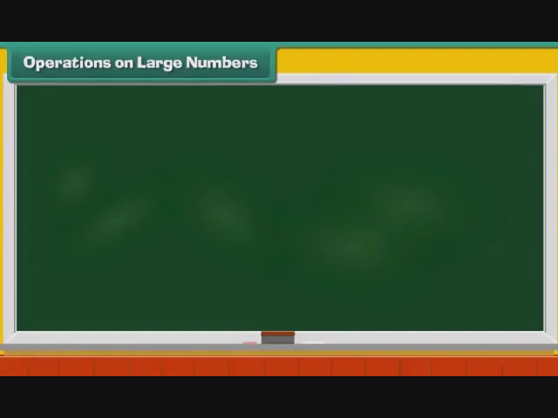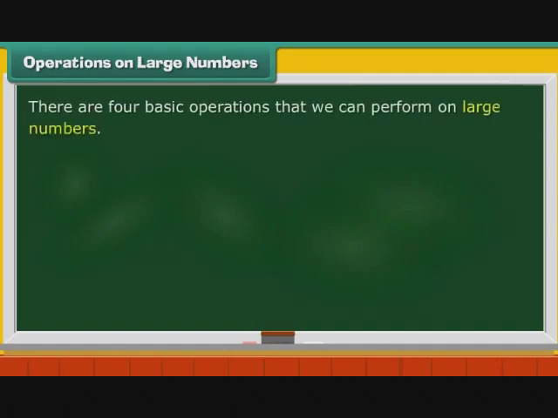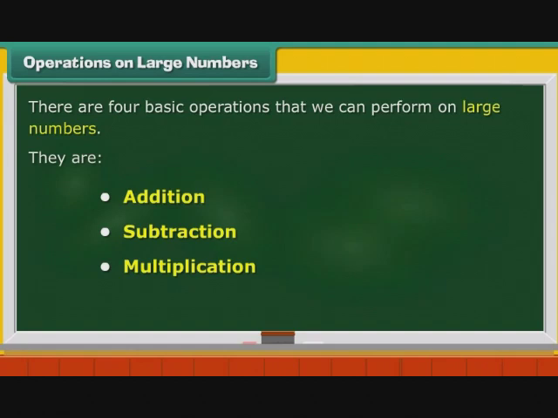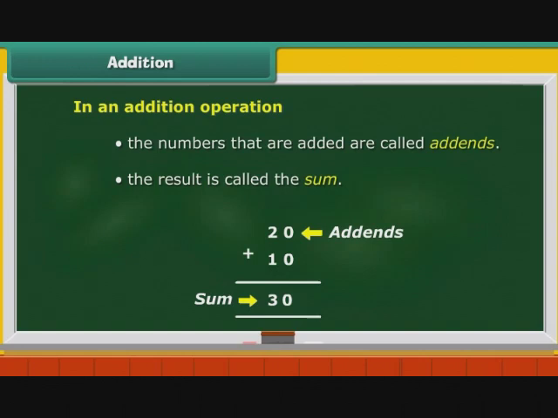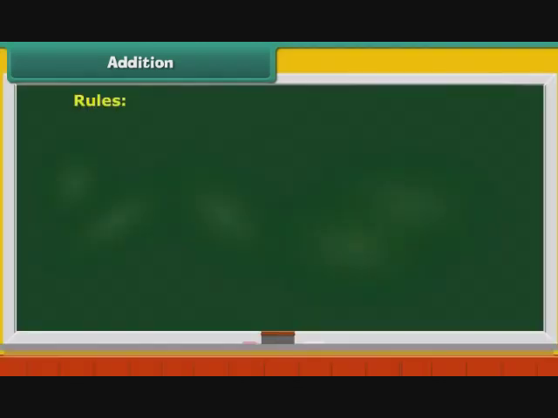Operations on large numbers. There are 4 basic operations that we can perform on large numbers. They are addition, subtraction, multiplication, and division. Let us look at them one by one in detail. Addition. In an addition operation, the numbers that are added are called addends, and the result is called the sum. Before we begin, let us understand some rules of addition.